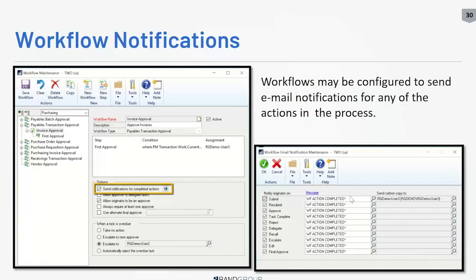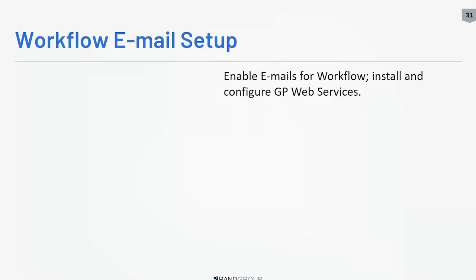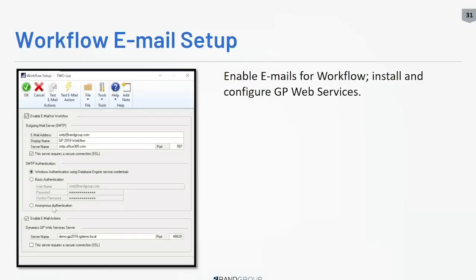These are the messages that can be configured in the system, and you can also send carbon copies of the email to a user or a group of users. There are 3 things that you have to set up to be able to send out workflow notifications. The first is the email setup. You can enable emails for workflow, and you'll need to install and configure the GP web services. You can do that in the workflow setup and make sure that you've got it set up for your domain.